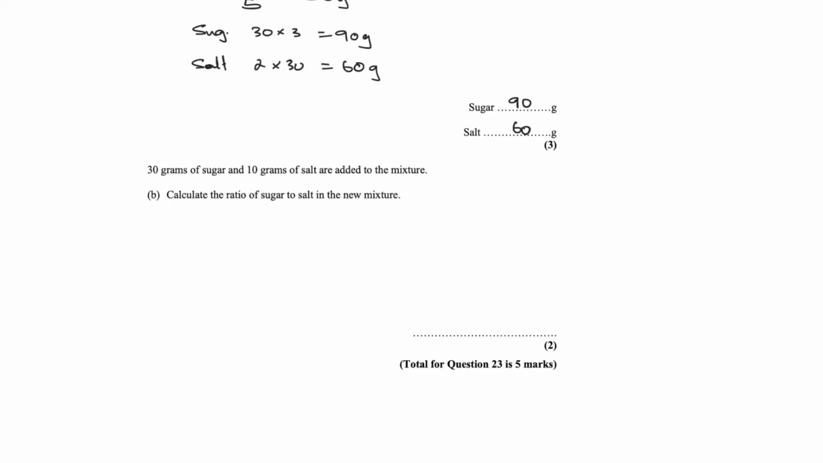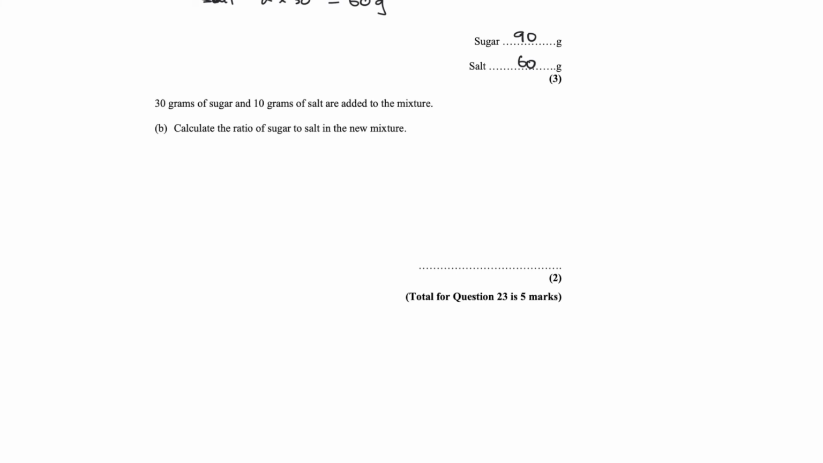Okay, good. Now let's do the bottom half of this question. So we have here 30 grams of sugar and 10 grams of salt are added to the mixture. Calculate the new ratio. So we had 90 grams of sugar before.